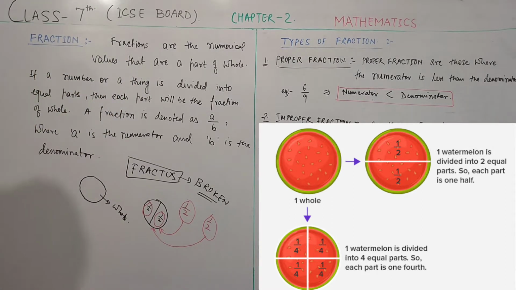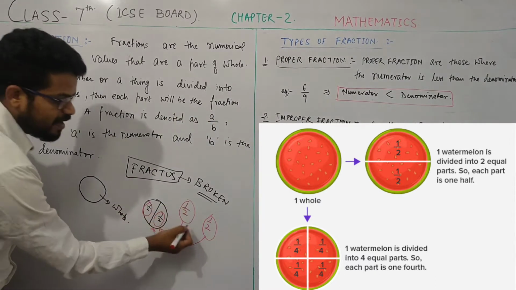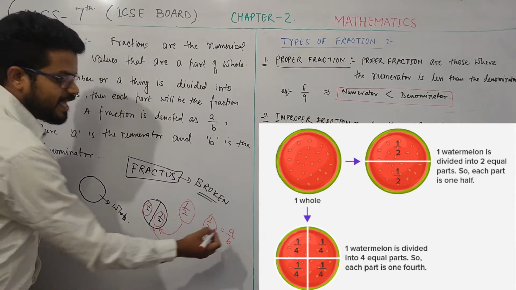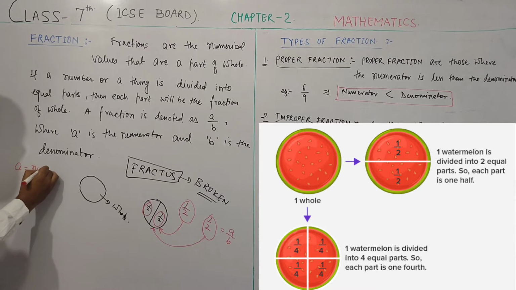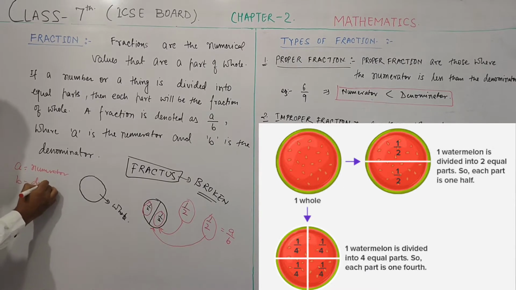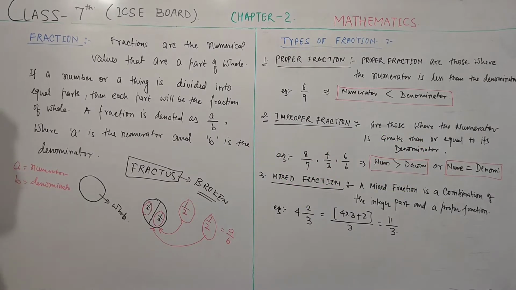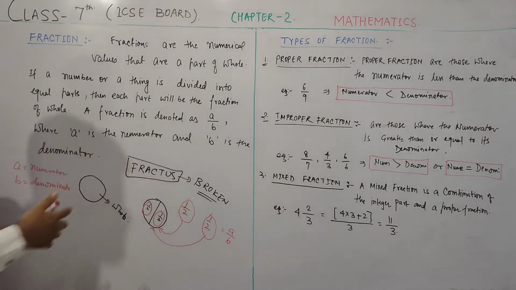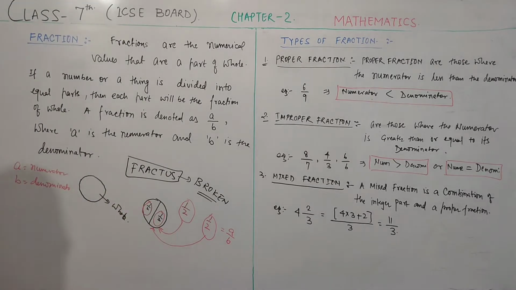A fraction is denoted by a by b. Here, half is 1 by 2, a part, a by b, where a is the numerator and b is the denominator. Remember this. Fraction is denoted as a by b. Here 1 is the numerator and 2 is the denominator.